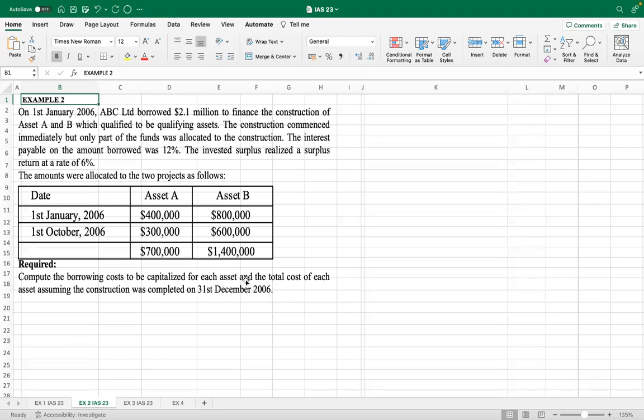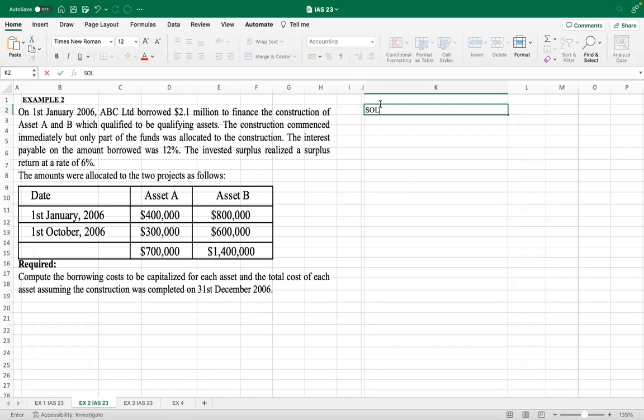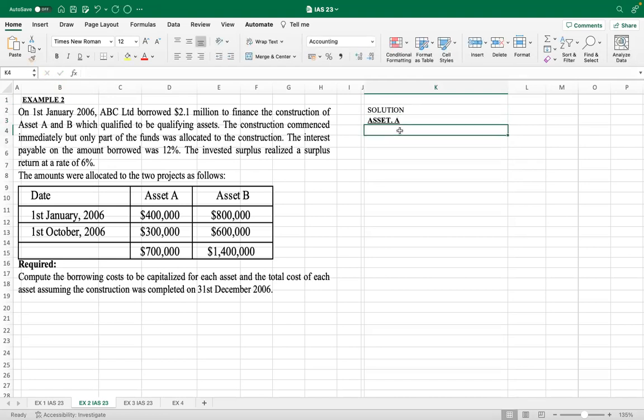So the whole borrowing costs need to be capitalized only if there was no investment return. But remember, we made an investment at a rate of 6%. So the return we get from such an investment needs to reduce the amount to be capitalized. So in order to answer this question, we will start with asset A.